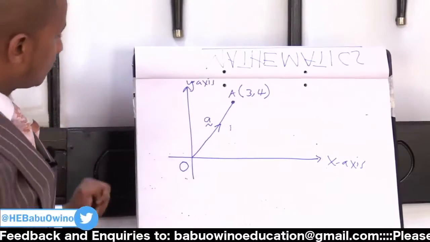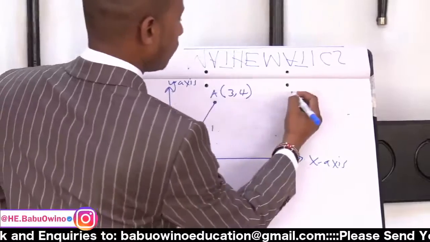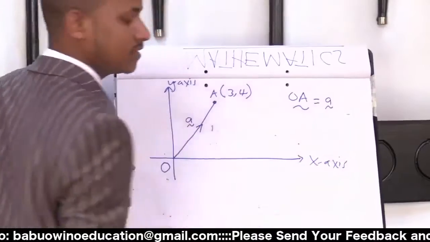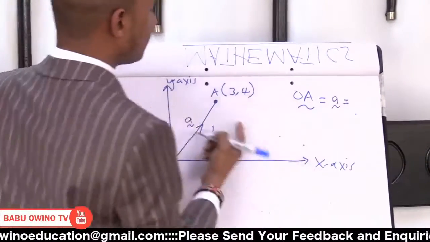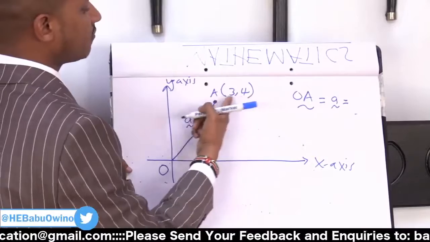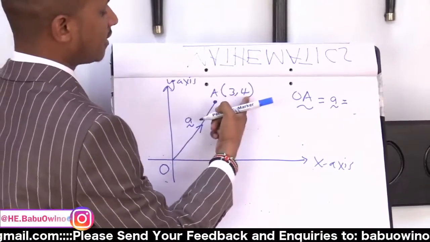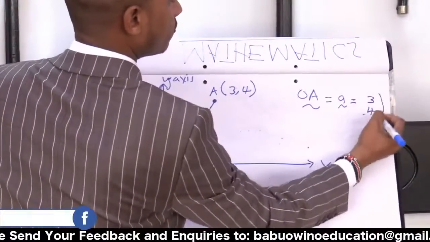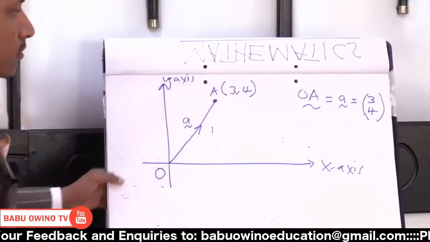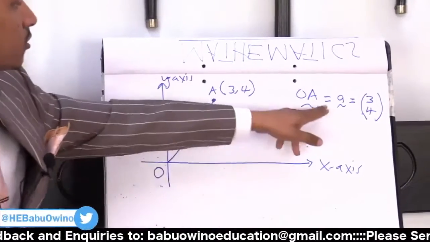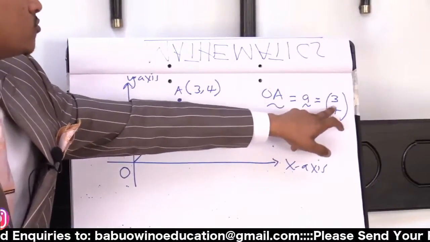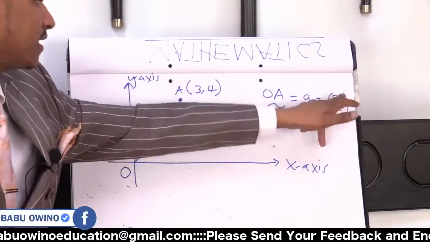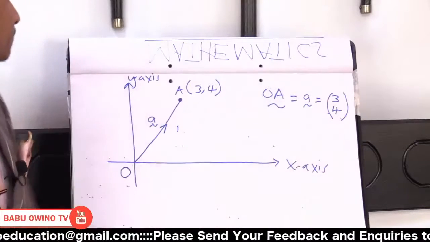Vector OA has a position vector a and has a column vector. When you are writing 3, 4, this is in the form of a coordinate. But when you are writing it in the form of a column vector, it is written as 3 over 4. So vector OA equals the position vector a equals the column vector of OA, which is 3, 4, written in column form.